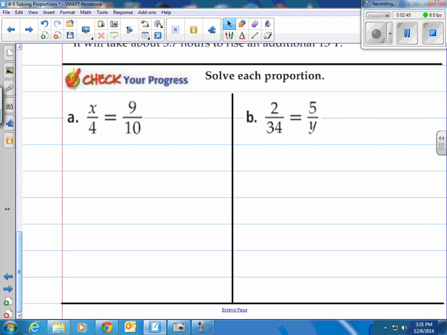How about you solve these two for the two missing pieces there? Come on back, see how I do.